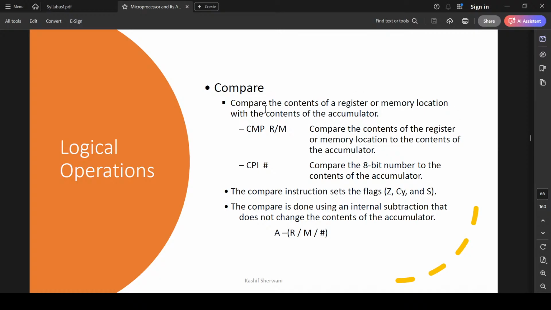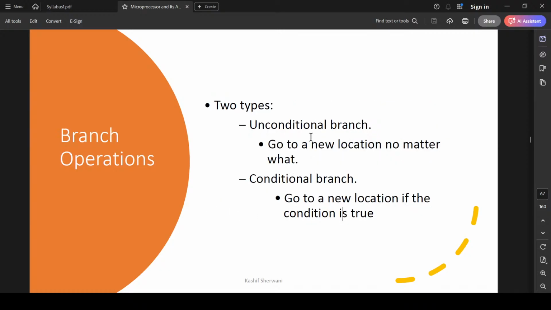Compare. CMP compares the contents of a register or memory with the contents of the accumulator. Okay, the accumulator is one of the inputs. The other input can be a register or memory location. CPI compares the accumulator with any number. Branch operation, two types: unconditional branch and conditional branch. Go to a new location no matter what. Go to a new location if the condition is true.